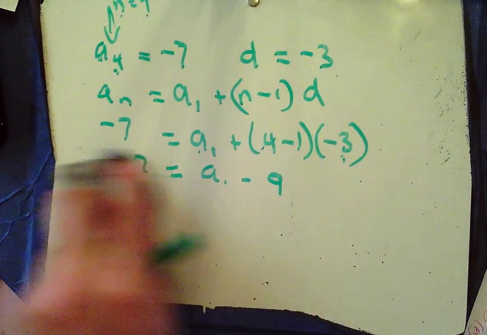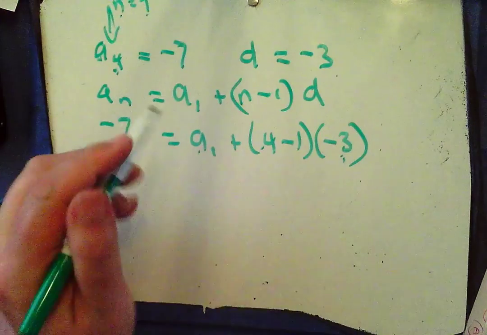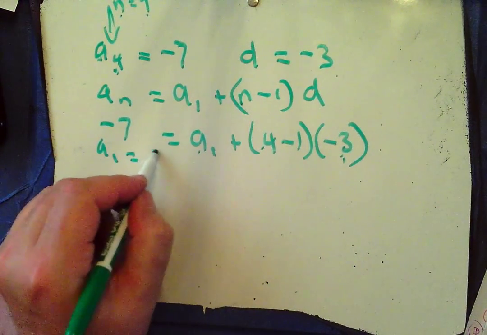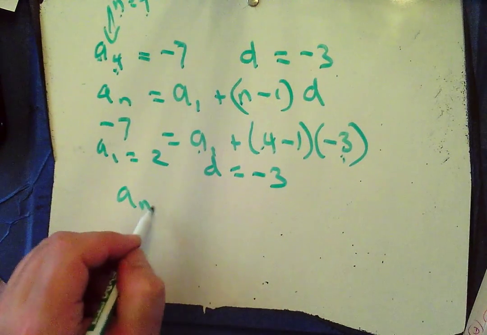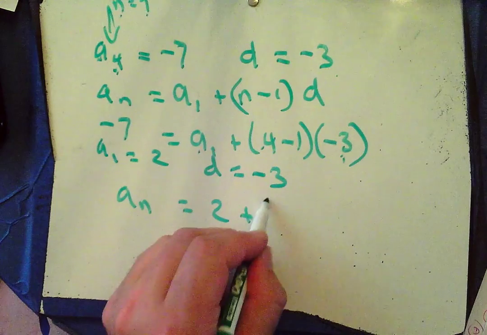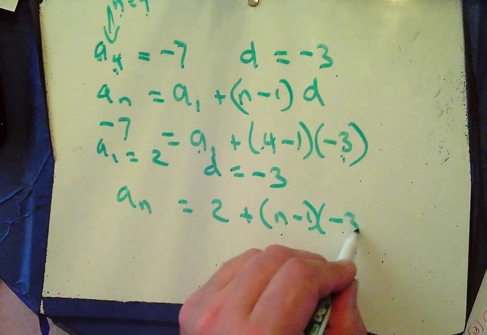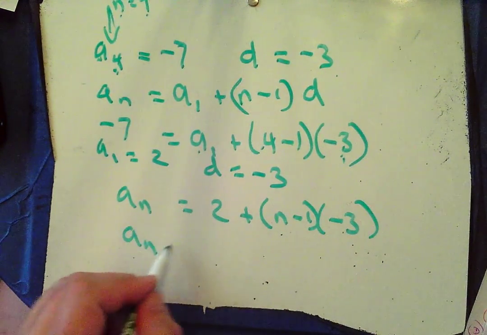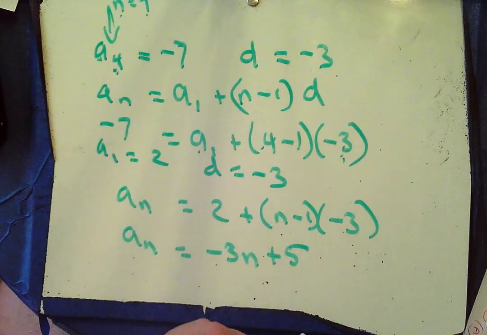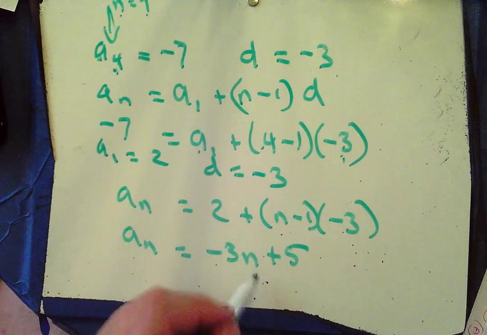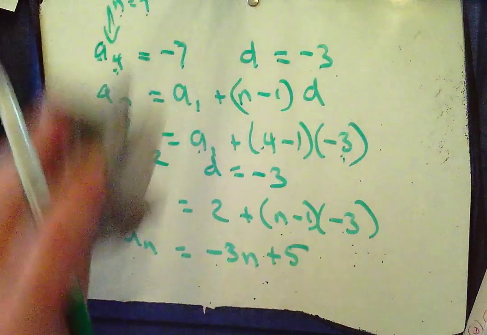In fact, since I found a sub 1 equals 2, and d equals -3, I could build that rule. I could go back and say 2 plus n minus 1 times -3, a sub n equals -3n plus 5, right? And then I could just plug in 1, 2, 3, 4, and 5 here. That'll work as well. And that's a method that we'll be using in problems in a few minutes, actually.